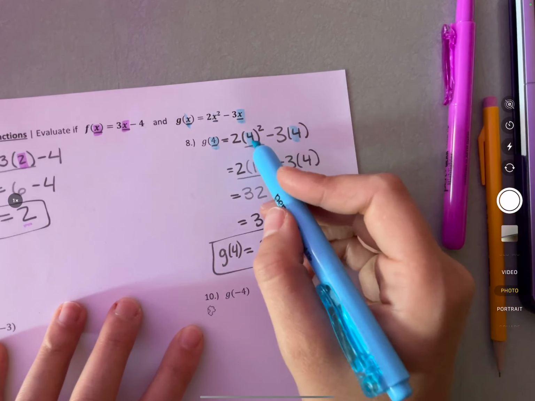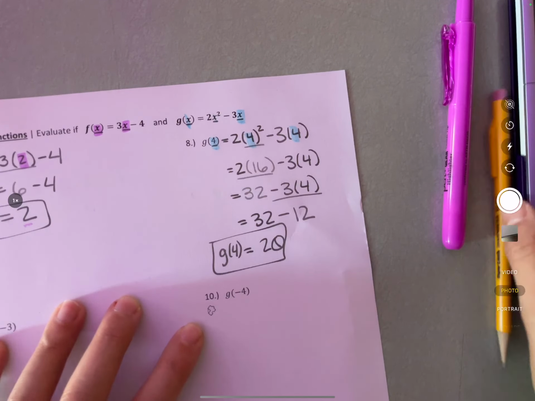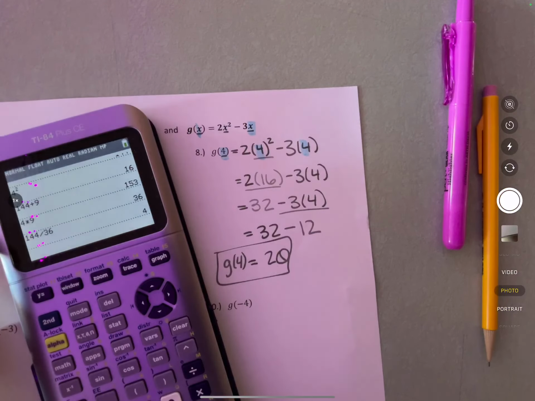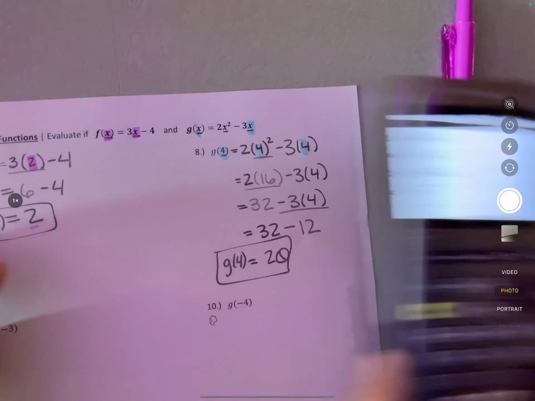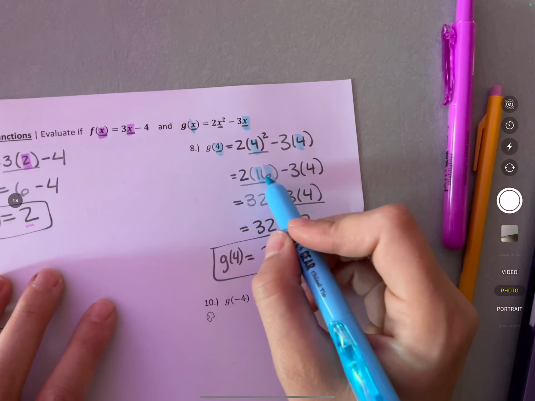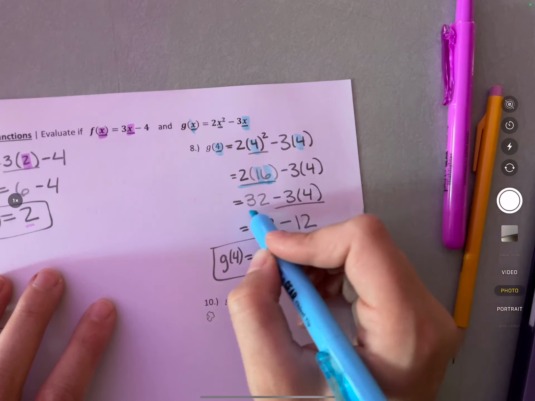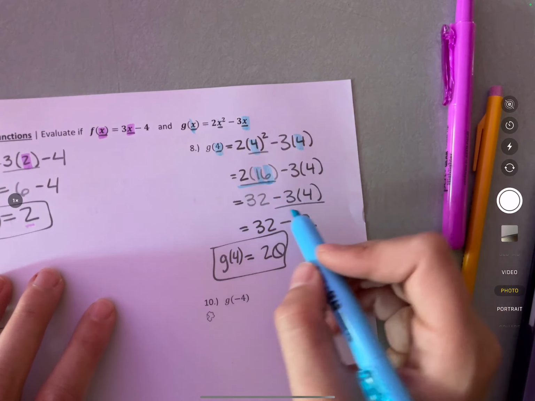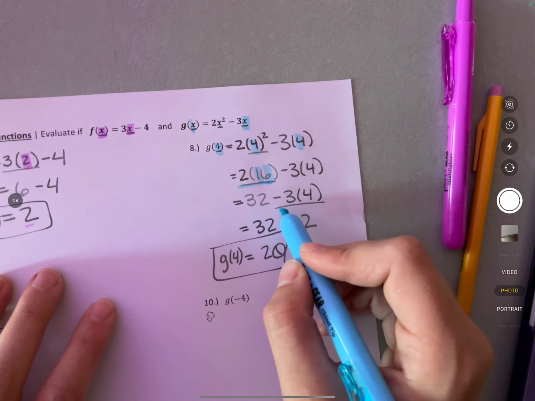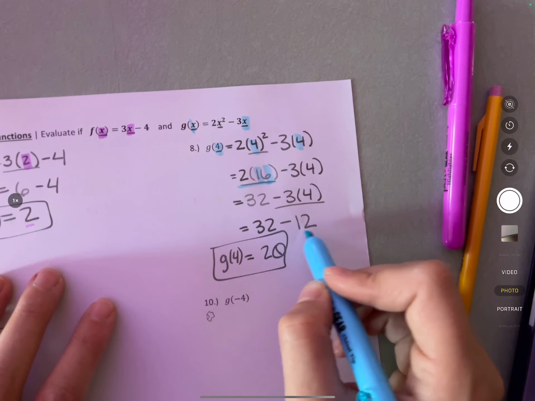So parentheses first, there's no work in my parentheses, so now I do 4 squared because I do my exponents next. 4 squared gives us 16, so that's where that 16 came from. So now we have 2 times 16 minus 3 times 4. I do the 2 times 16 first, and that's how I get the 32. Then I do the minus 3 times 4, which is how I get the minus 12.